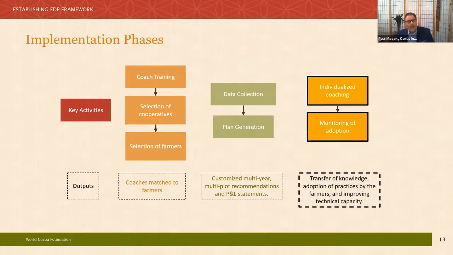So after the selection of the farmers, the selection of cooperatives, and then the collection and analysis, crunching of the data, if you will, you then often get a series of recommendations. And these recommendations are around what to do on each of those plots. And that results in a set of individualized coaching topics.